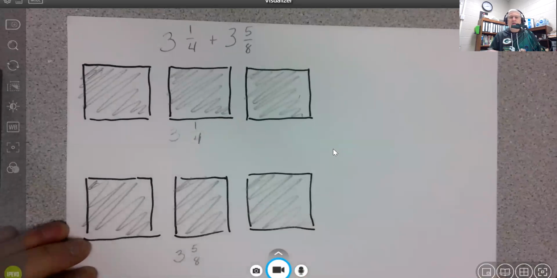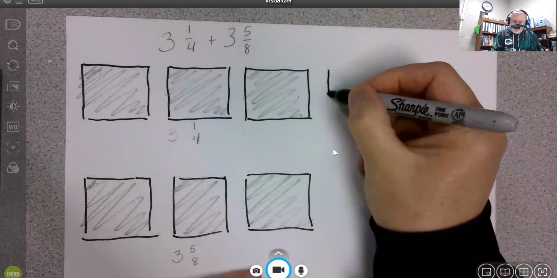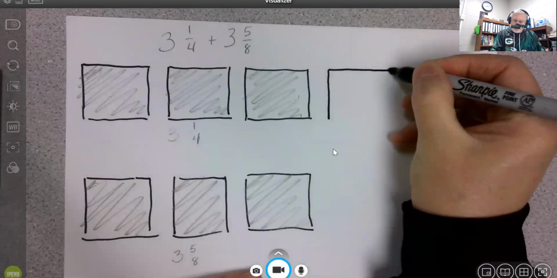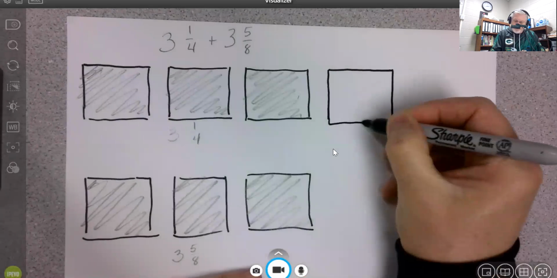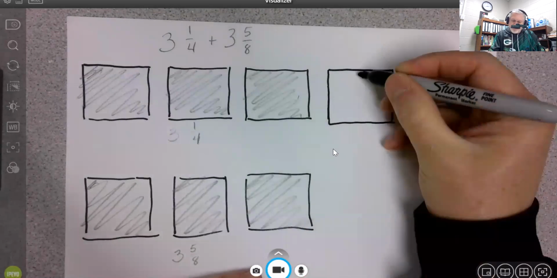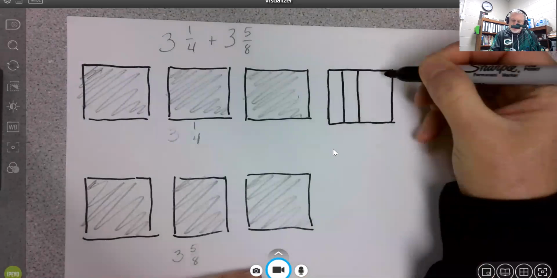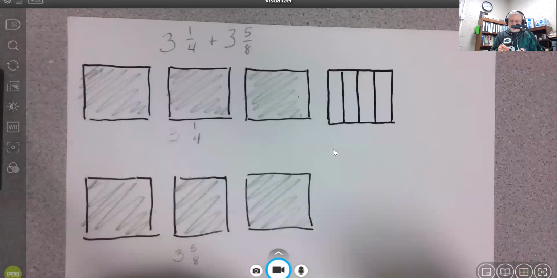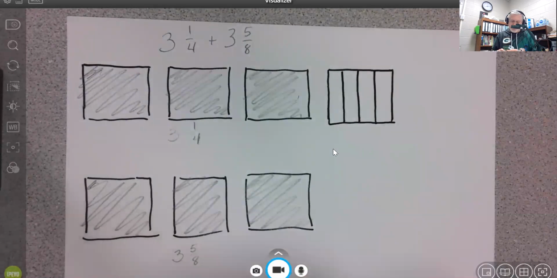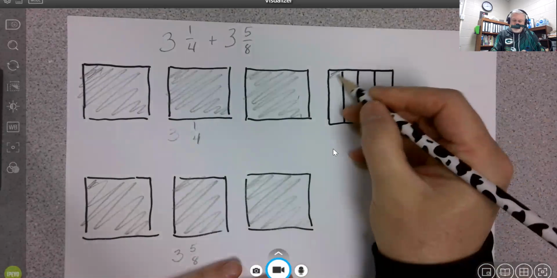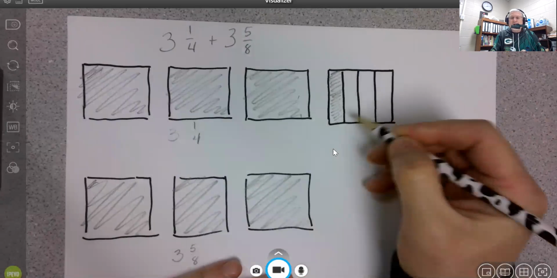Okay. Then we get to the fraction part. And this is going to be a little different. Okay. So this is 1/4. So I'm going to do my partitioning with vertical lines. And since I have 1/4, I'm just going to shade in one of 4 parts.